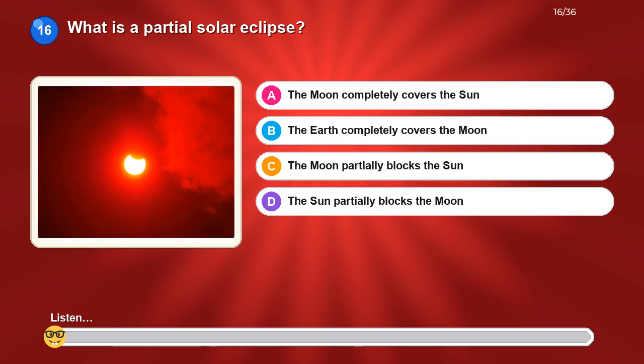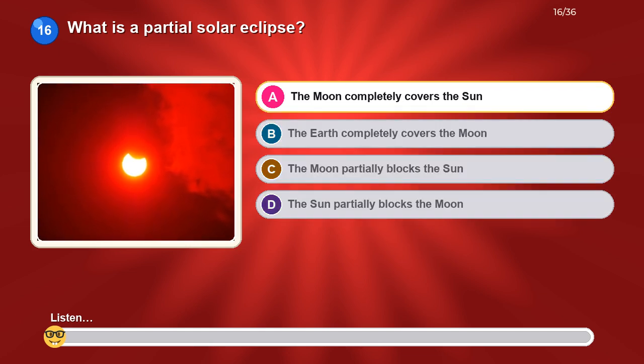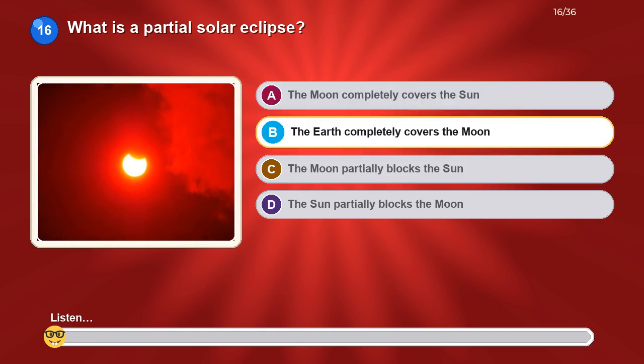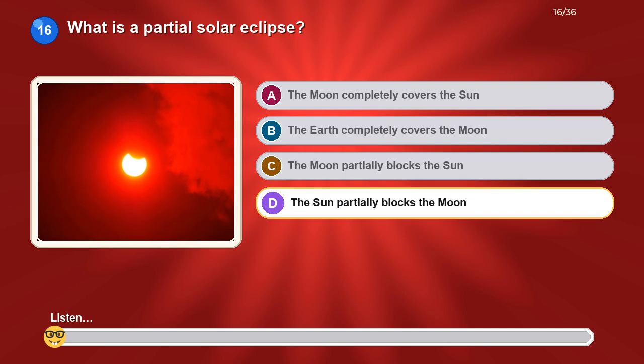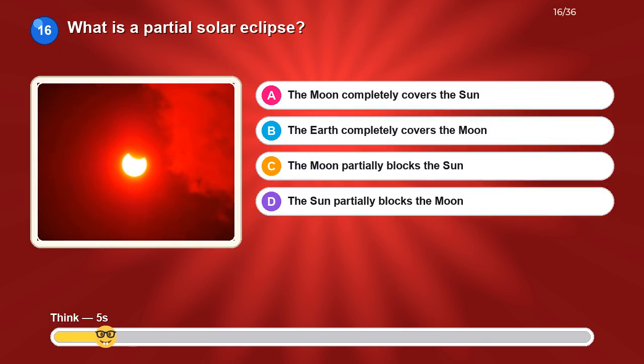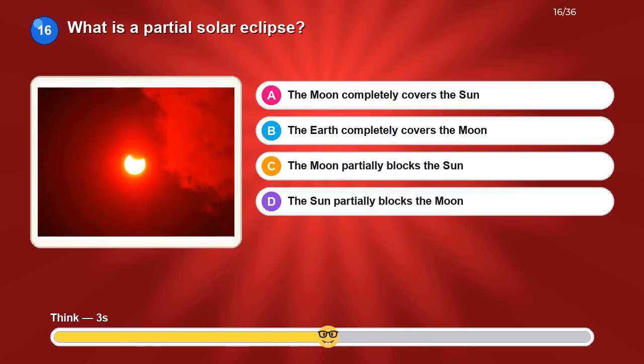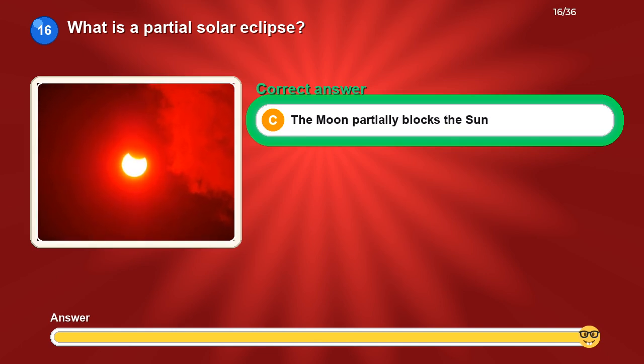What is a partial solar eclipse? Option A. The Moon completely covers the Sun. Option B. The Earth completely covers the Moon. Option C. The Moon partially blocks the Sun. Option D. The Sun partially blocks the Moon. The correct answer is, the Moon partially blocks the Sun.